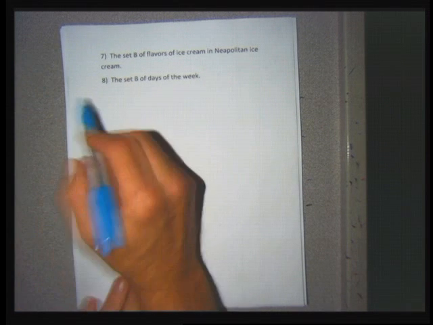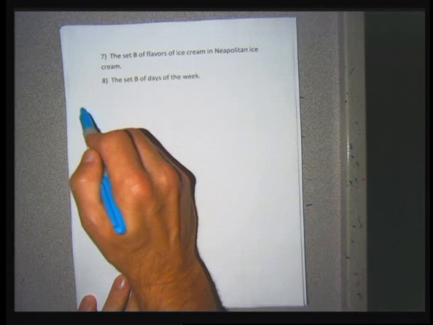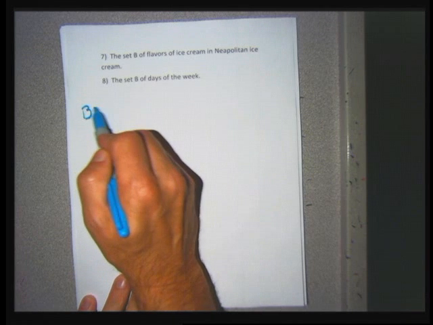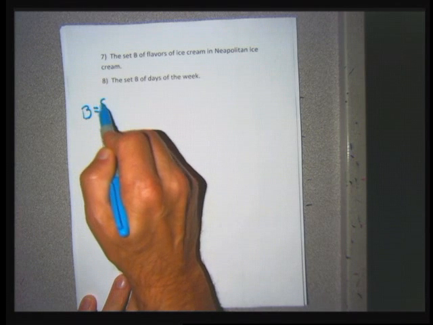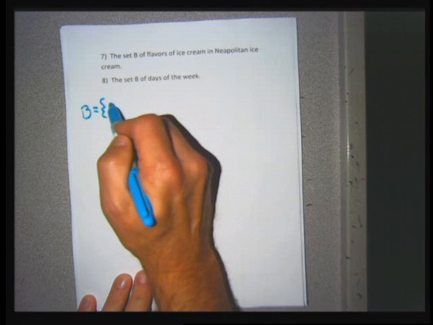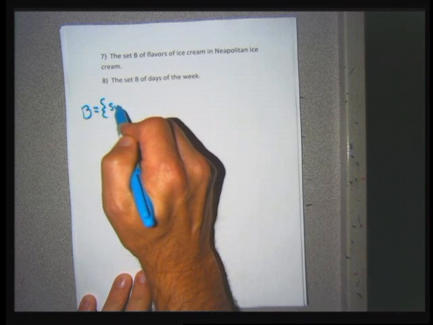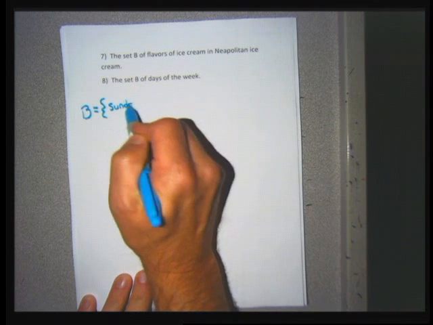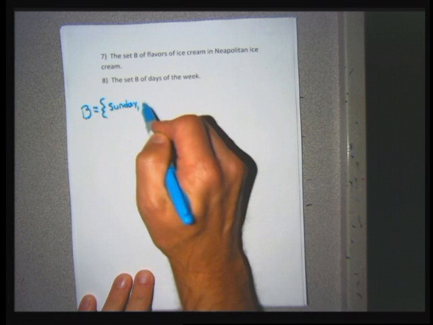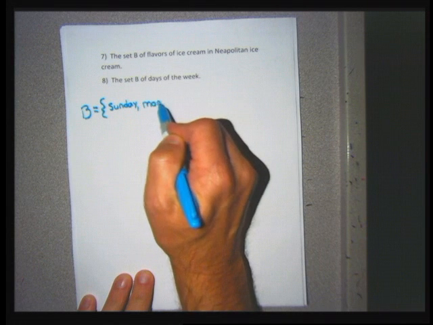For my set B, in number 8, it's the set of days of the week. I'm going to write B equals, and I need my set braces. And then the order's not going to matter, but I need to write the 7 days of the week. So it's going to be Sunday, Monday, Tuesday, Wednesday, all the way to Saturday.